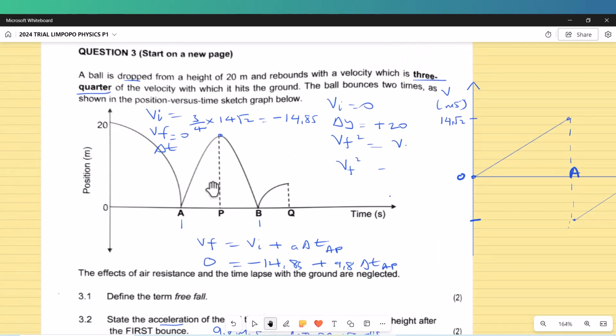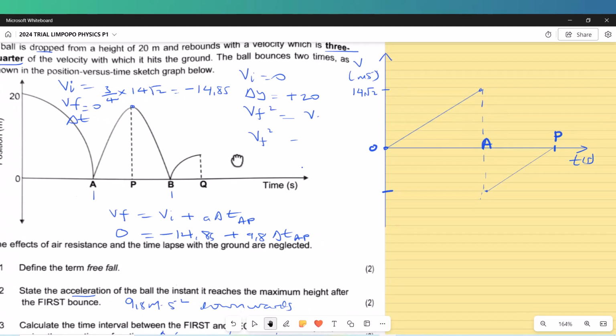The electrostatic force between two point charges is directly proportional to the product of the magnitudes of their charges and inversely proportional to the square of the distance between their centers. Yeah, that's what they wanted.